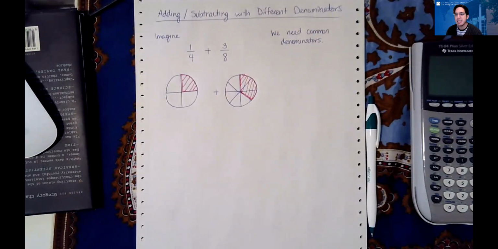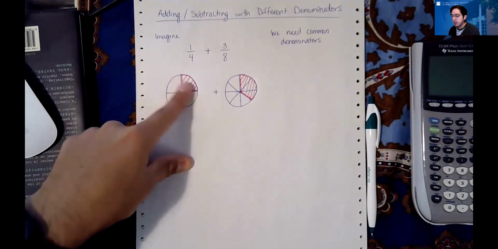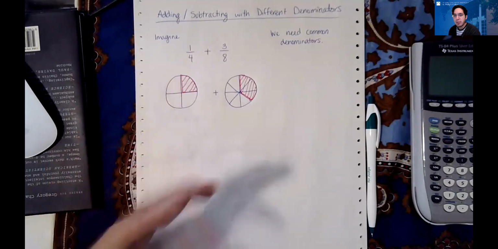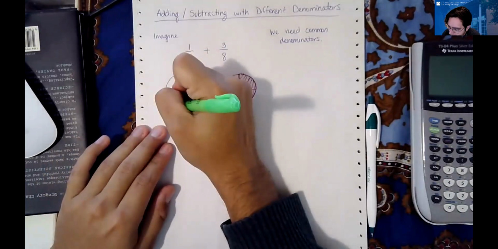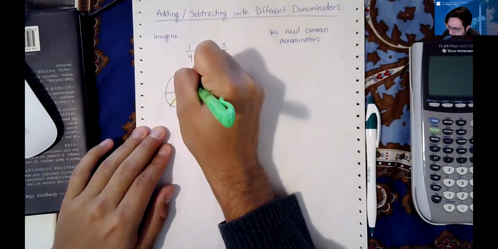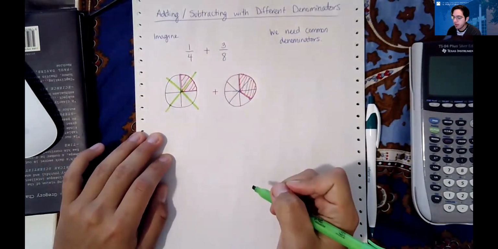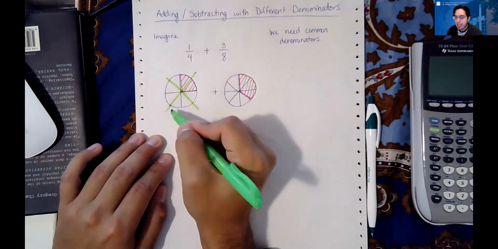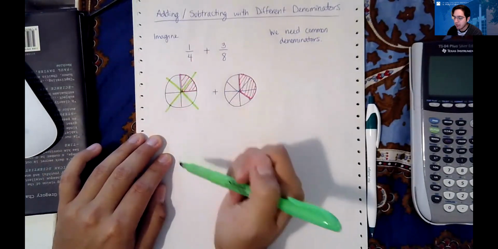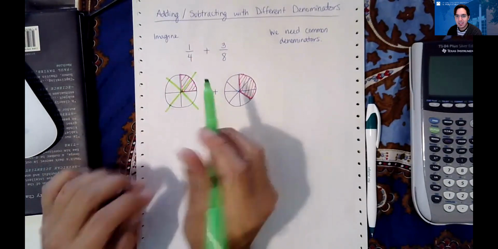But I could make them the same size if I were to go to this pizza over here and chop it up some more, right? So if I made some cuts, let's say I cut this in half like so, and this in half like so. Now I have 8 slices, right? And how many of those 8ths do I have highlighted? 2. There's 2 8ths, right?